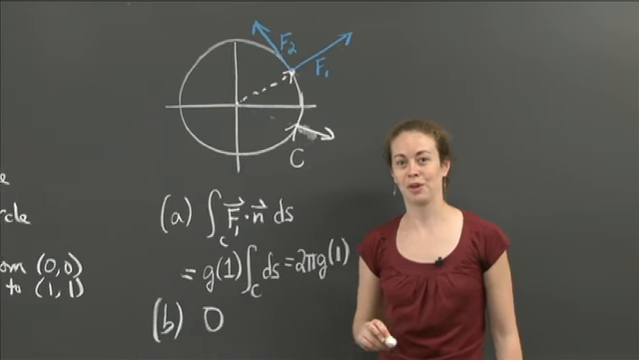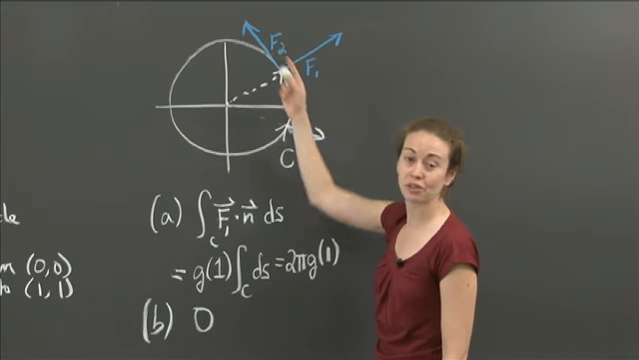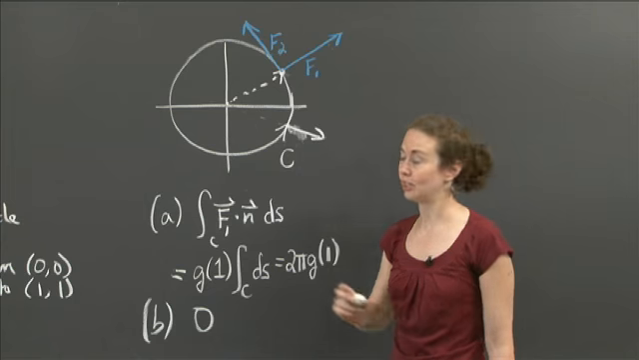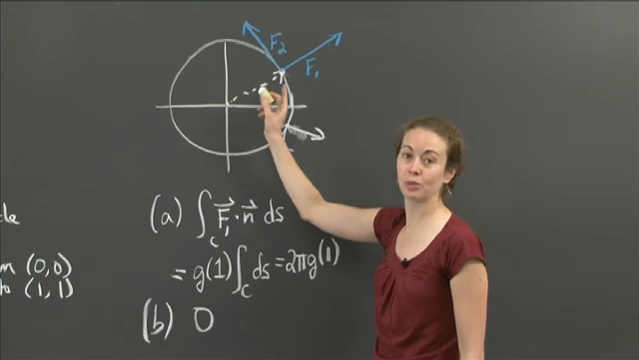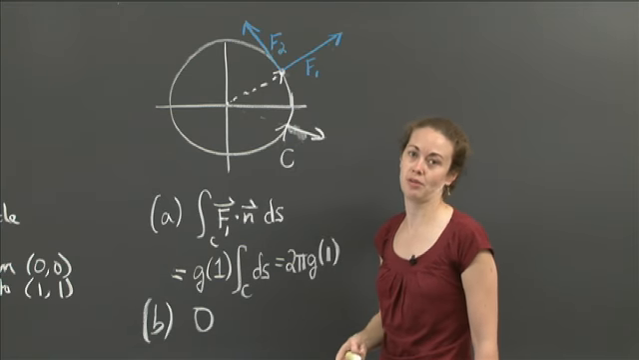So there was even less work in part B, because I immediately had that f sub 2 is really in the direction of the tangent to the curve. So I have something in the direction of the tangent dotted with something in the direction of the normal, and so I get 0.